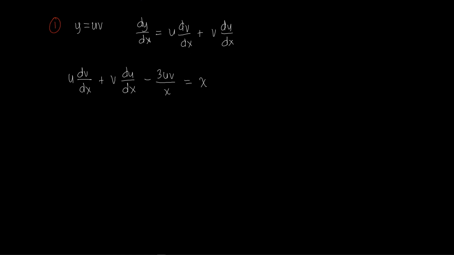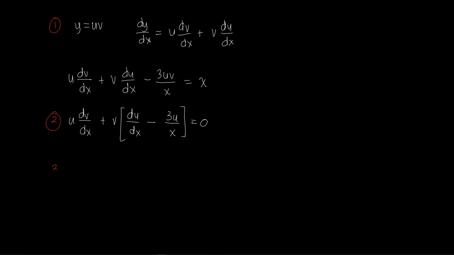Yung part na merong v is ito. Ito siya, di ba? May v ito. Tapos ito din v. So, factor out natin yan. So, magiging u v over x plus v times du over dx minus 3u over x. So, na-factor out na yung v. Yun nga, yan yung step 2.